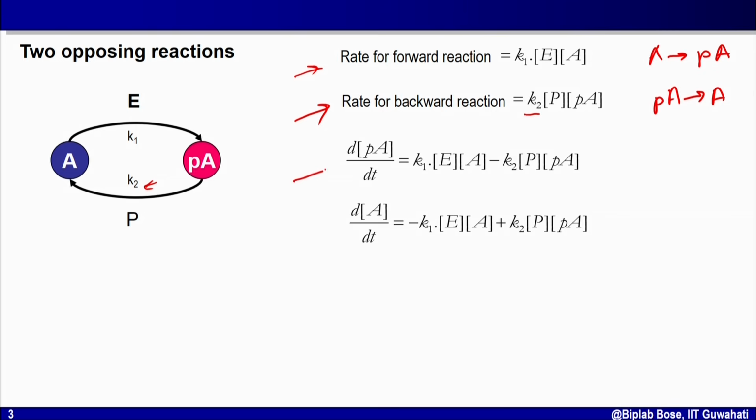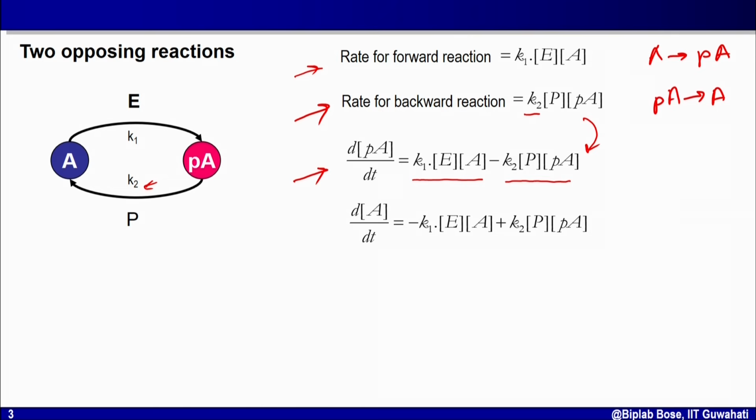So the rate of change in concentration of phosphorylated A, dPA/dt, is equal to, the first term is from the forward reaction because the forward reaction is forming PA. So that is K1 into E into A, minus the backward reaction, because the backward reaction is removing PA and creating A. So the minus sign is there, and the rest of the term is similar to what I have got for the backward reaction, that is K2 into P into PA.